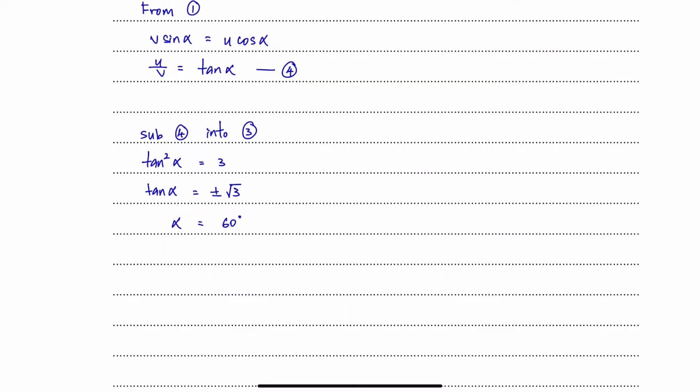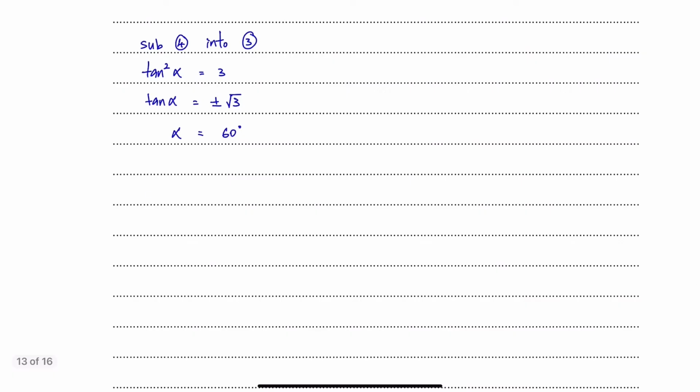So we already found the value of alpha, and now we need to find the value of e. From the first part, we know that tangent square alpha equals 1 over e. So tangent square is 3. So we have 1 over e equals 3, and e equals 1 over 3. Done.